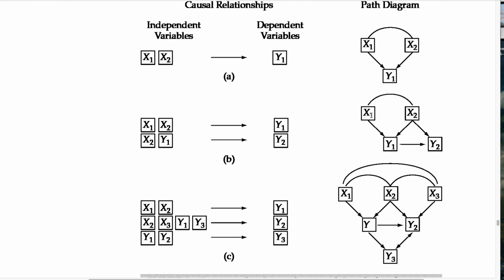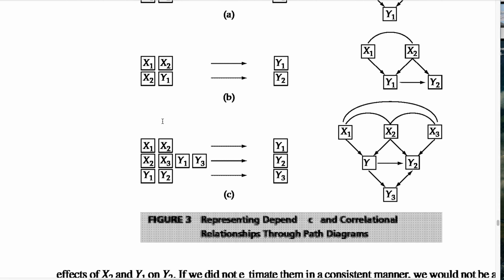So x1 and x2, both independent variables, are impacting the dependent variable y1, and y2 also depends on the dependent variable y1. But y2 depends on x2, and y1 is also impacting y2. Here we have multiple variables, and there are three dependent variables: y1, y2 and y3.